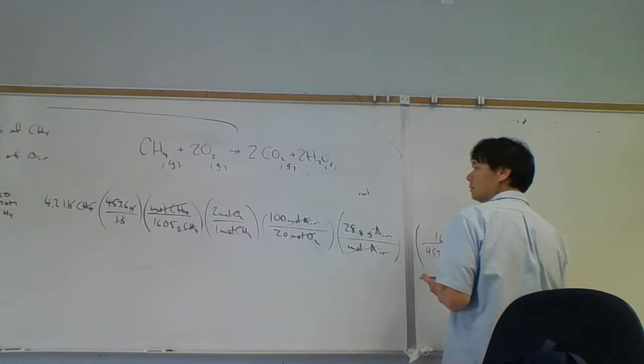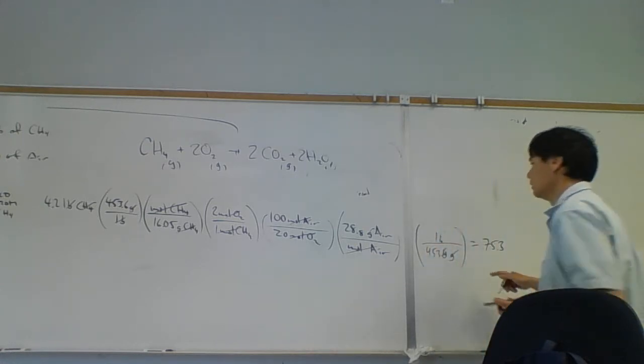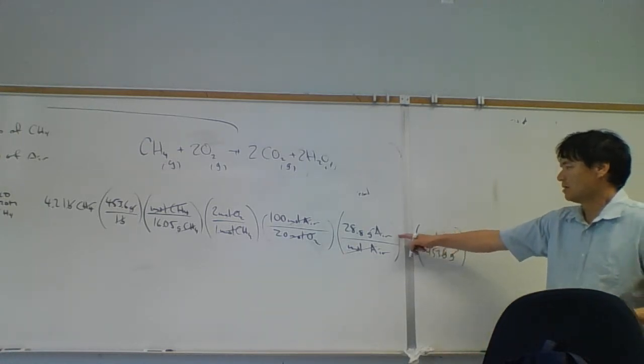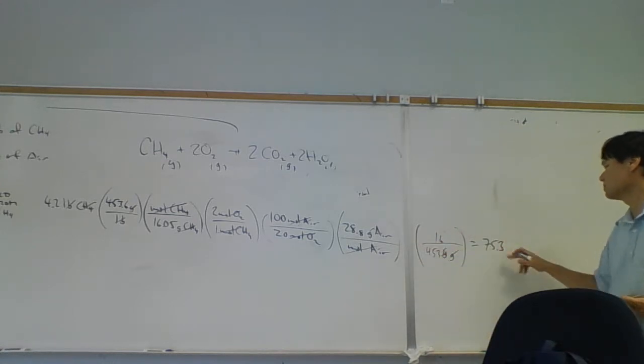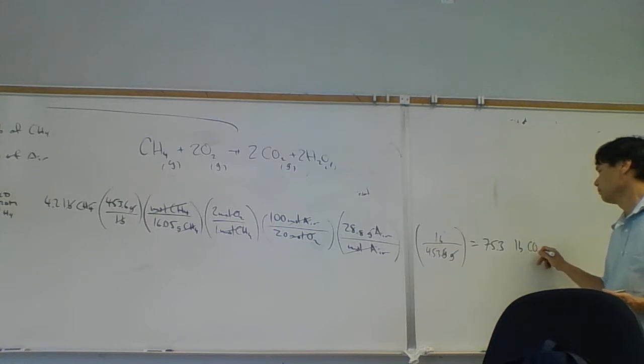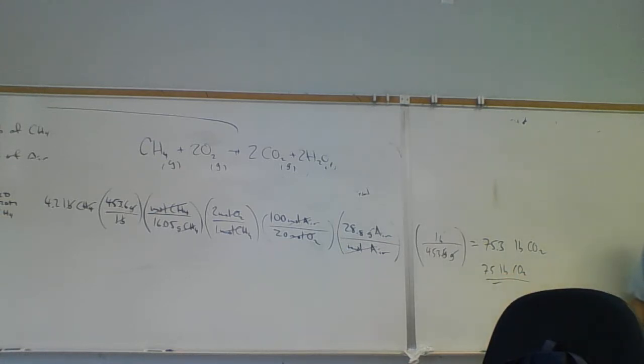75.3. I'm only allowed 2 sig figs because of the percentage here. So we'll just go 75.3 pounds of CO2, or 75 pounds of CO2. So that much methane should be able to make 75 pounds of CO2, assuming I have enough air.